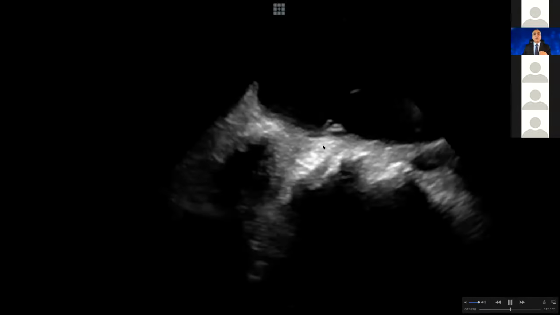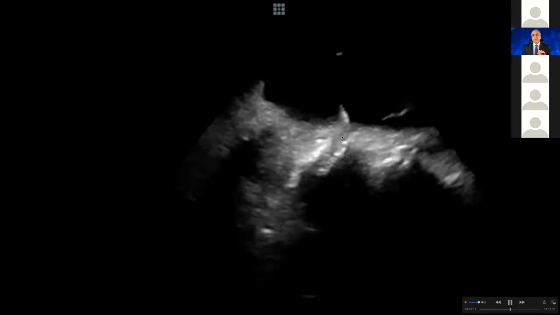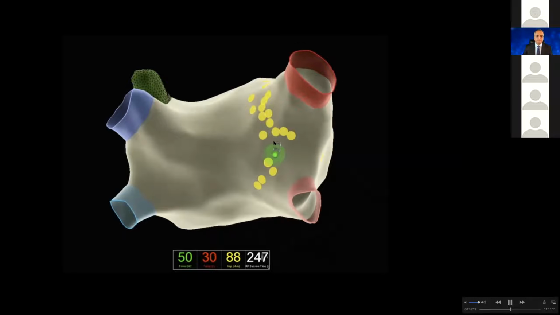Now I go counterclockwise with my eyes. I'm doing the posterior part of the vein. Right there. And of course, again, you see it on your mapping system as well, that you are in the posterior part of that very right inferior pulmonary vein.